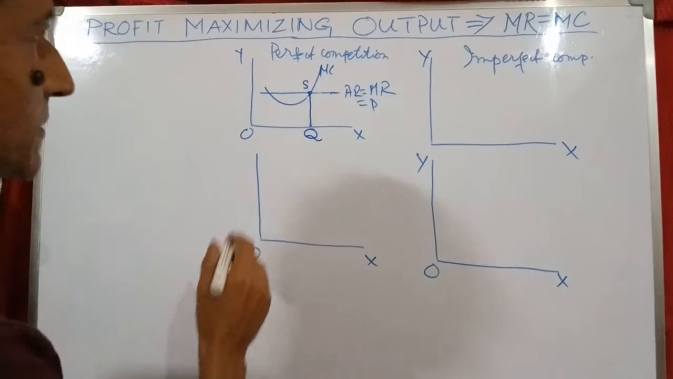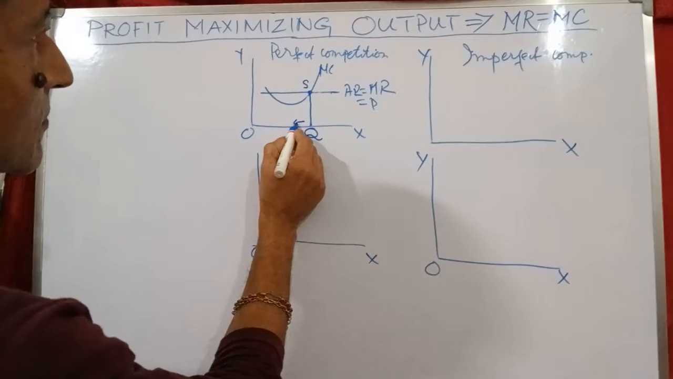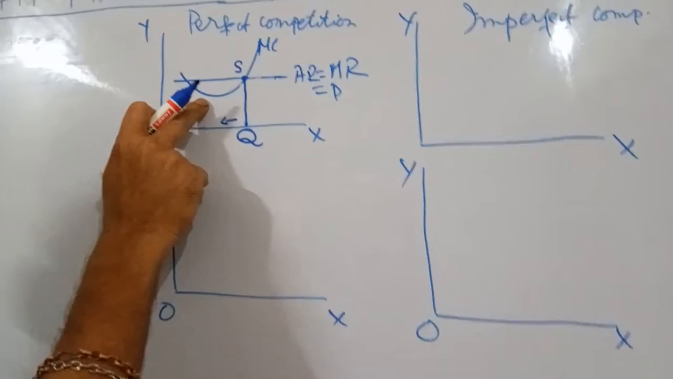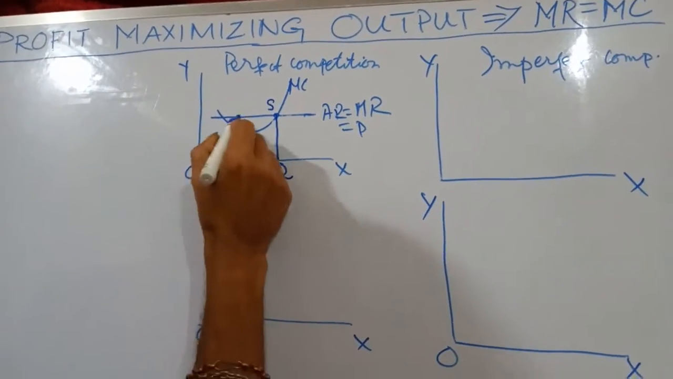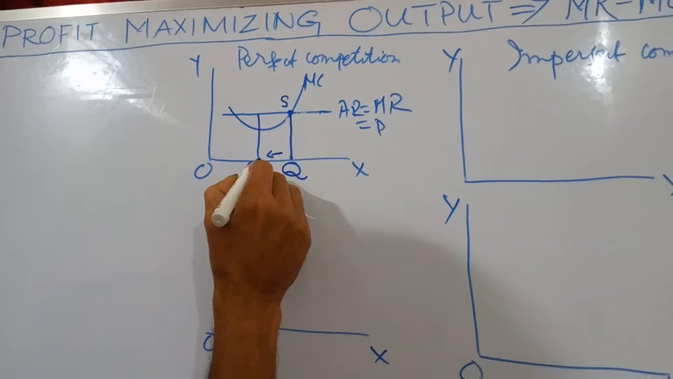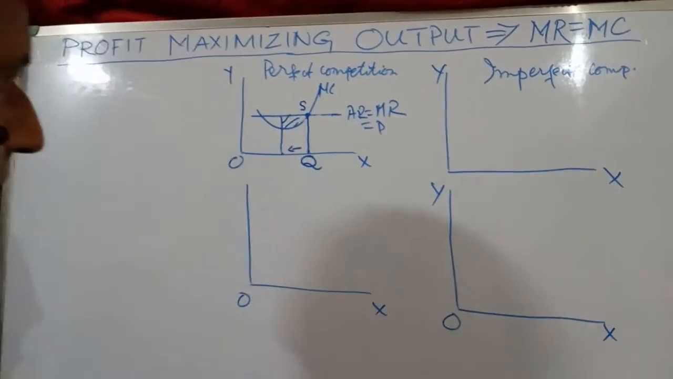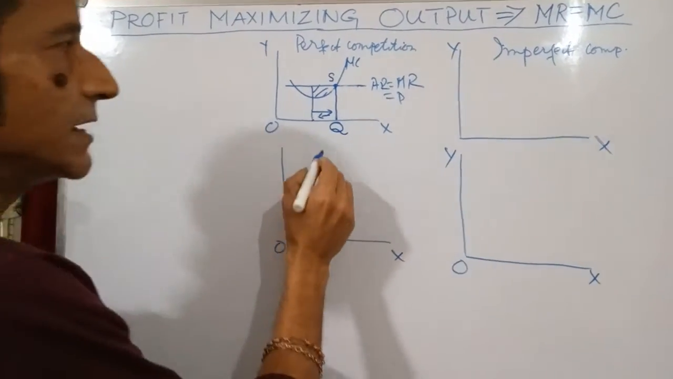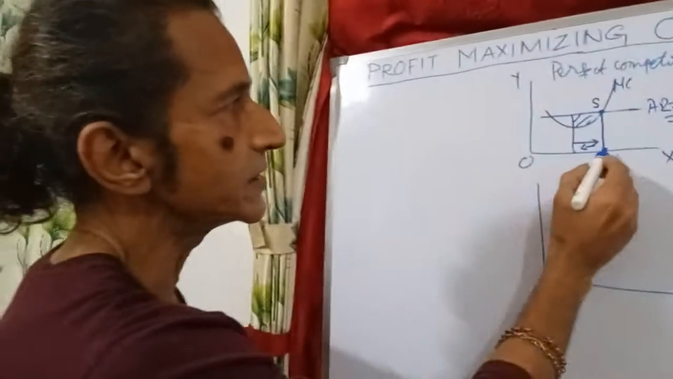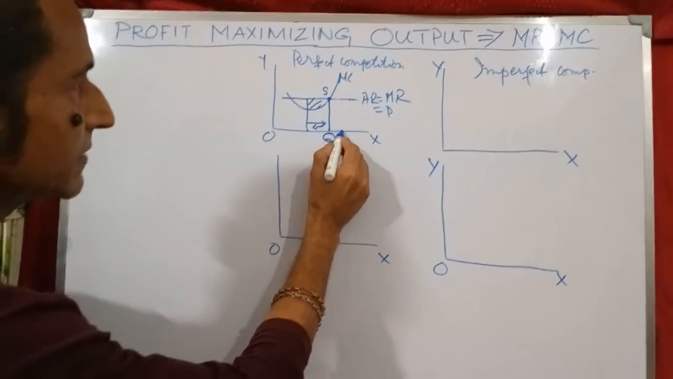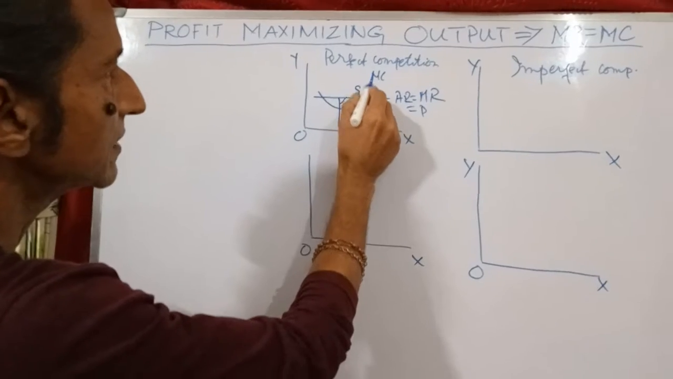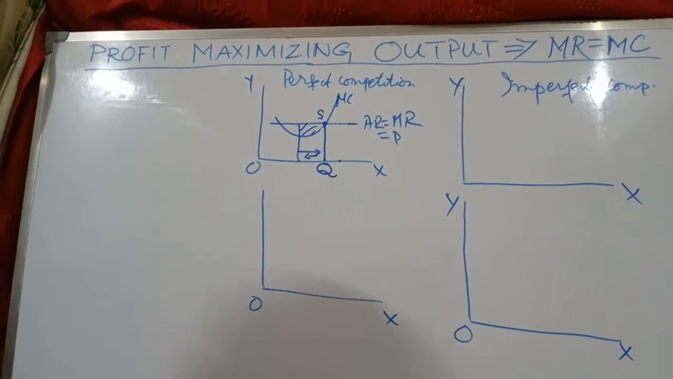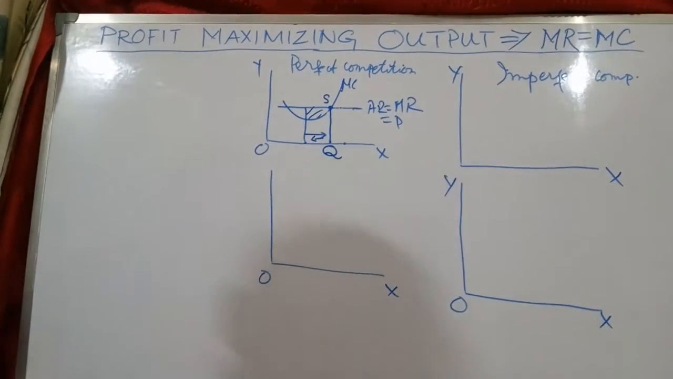Why? You see, on the left of Q, marginal revenue is more than marginal cost. That means if the firm produces here, then he is losing this much profit. So he won't do so, he will move to here. Similarly, if the producer produces beyond point Q, that is, suppose he produces something like here, then you see marginal cost is more than marginal revenue. That means the firm is incurring loss. So OQ is the profit maximizing output.